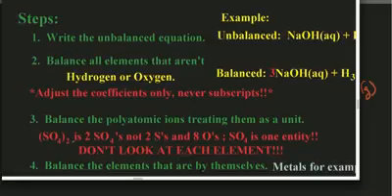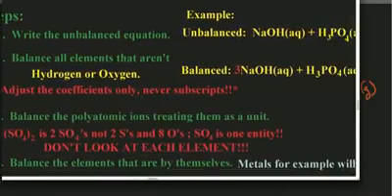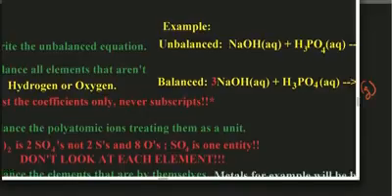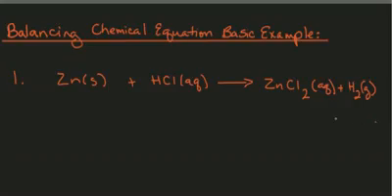So SO4 subscript 2 means that there's two SO4s, not two S's and 8 O's, just SO4s as one entity. Okay, do not look at each element individually. Then you balance all the elements that are by themselves, like the metals, for example. Then after all that, you do oxygen and hydrogen. All right? So let's look at this example here.